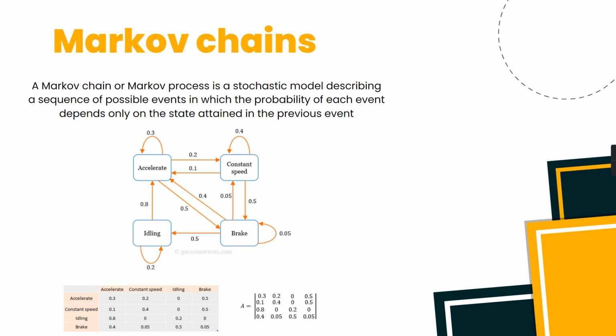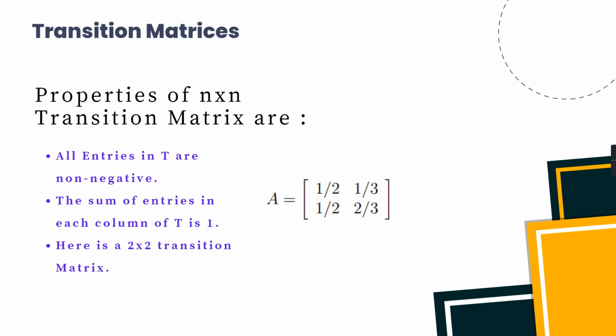So first and foremost, Markov chains. A Markov chain is a stochastic model used to describe a sequence of events in which the probability of each event depends only on the state attained in the previous event, as in the current state depends only on the previous state and not on the states preceding it.